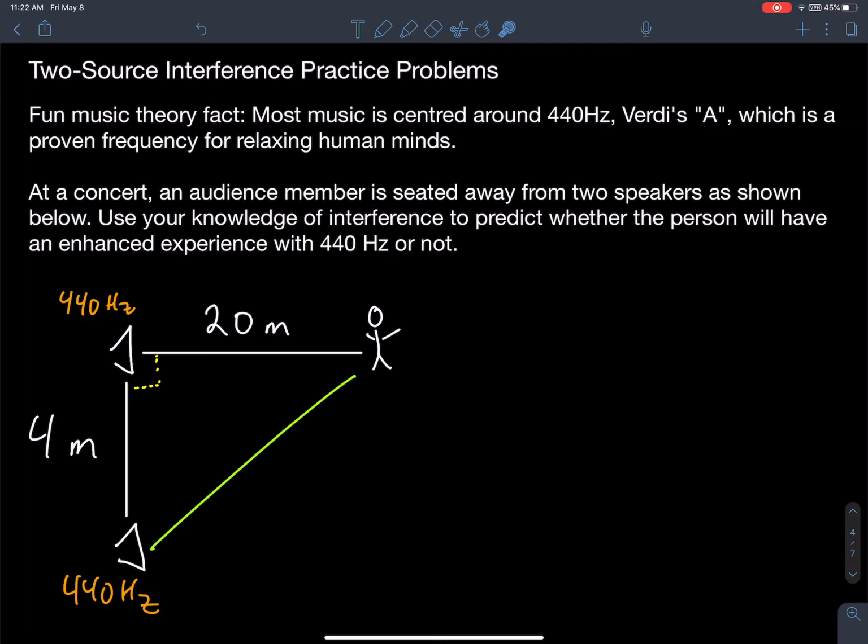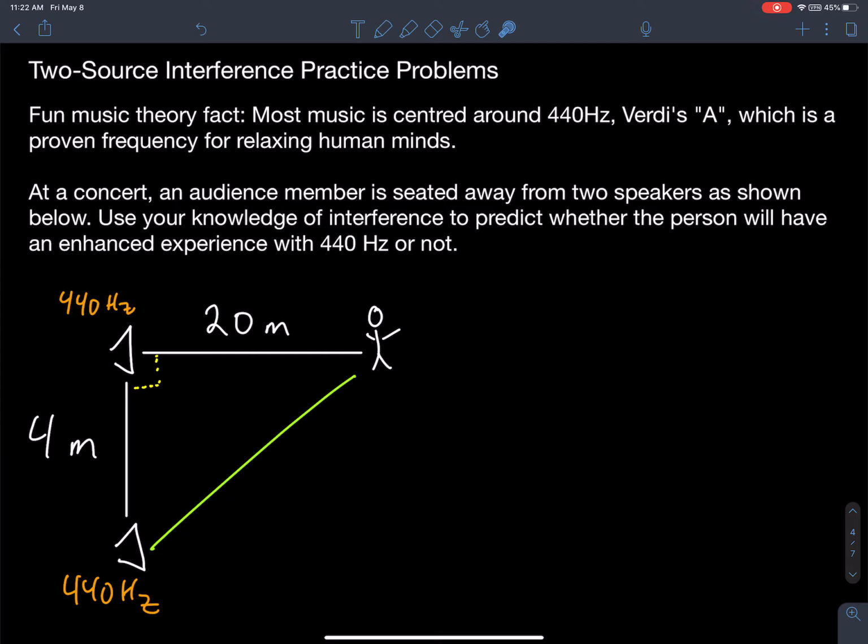Okay, so often these problems are based on speakers and sound, as I presented in the video before. And a fun music theory fact is that most music is centered around 440 hertz. Okay, that's Verdi's A. So most tuning on guitars and common Western music is based on 440 hertz scales. And that's just because, scientifically proven, it somehow relaxes humans' minds. It's easier to listen to.